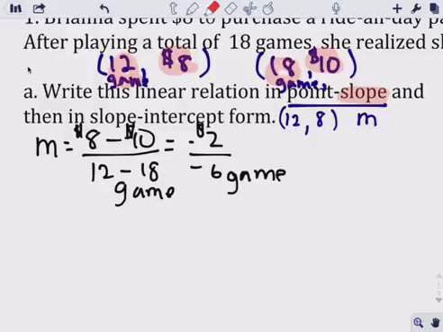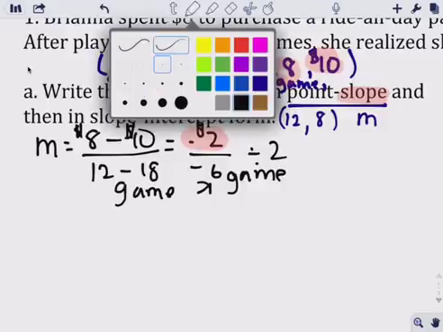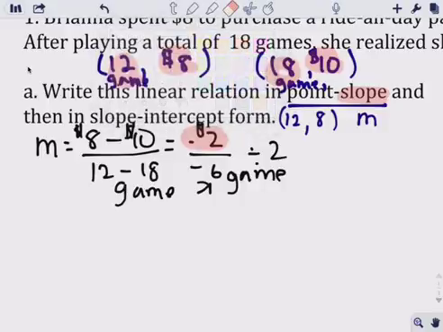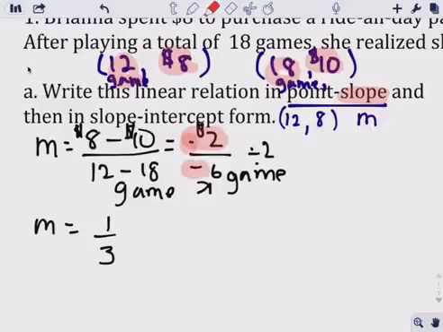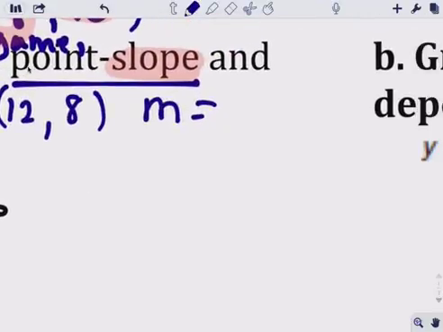Okay, now you cannot divide these because the numerator is smaller than the denominator. You can reduce, divide both of them by 2, and you get a slope of 1 over 3, because a negative and a negative makes a positive. So your slope here is 1 over 3.